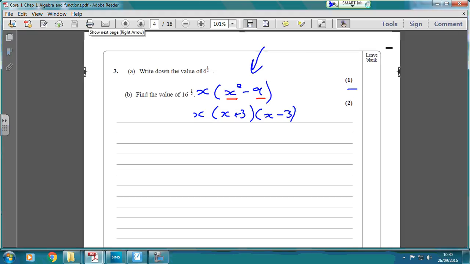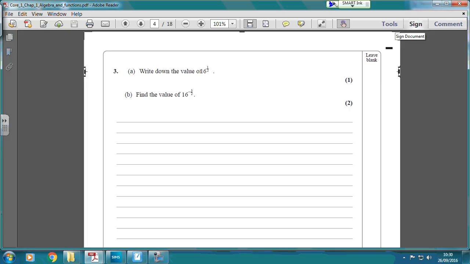Question 3. Now this one, even though it wasn't done brilliantly, it was 16 to the power of a half. It should have been plus and minus the square root of 16. It should have been plus and minus 4.